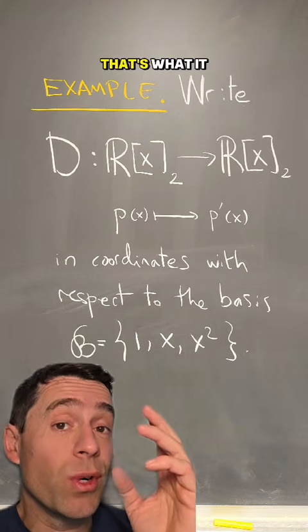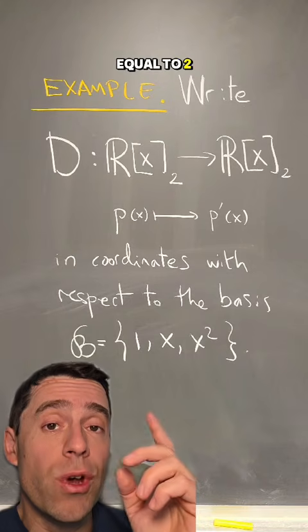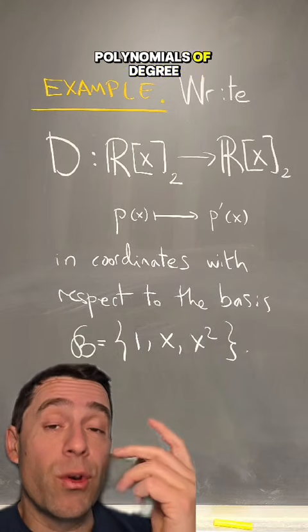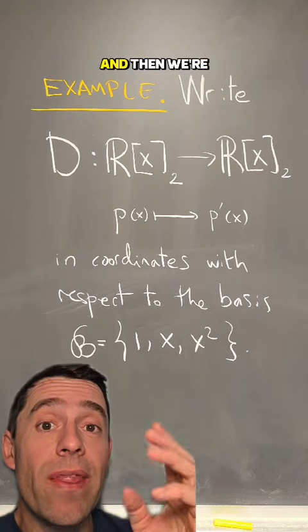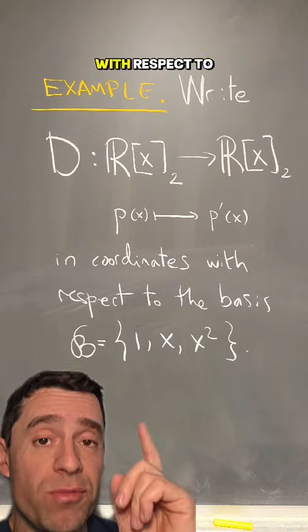Here, I'm going to restrict myself to polynomials of degree less or equal to 2, so that R[x] sub 2, that's what it means, polynomials of degree less or equal to 2, but you could do this for polynomials of degree n. As my basis, I'm going to pick 1, x, x squared, and then we're going to express the derivative map with respect to these bases.